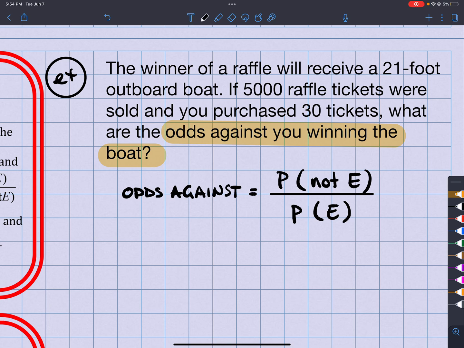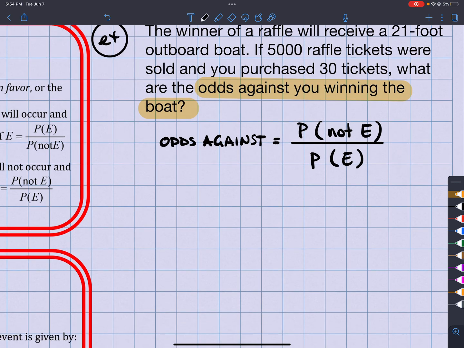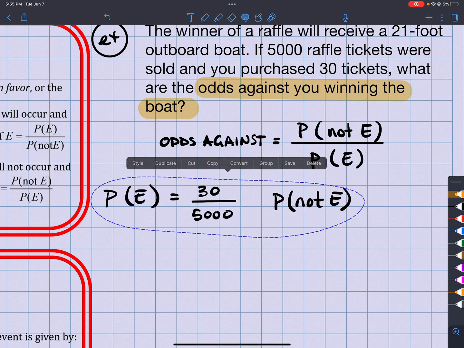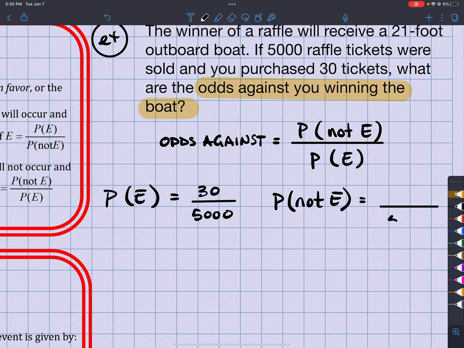So what's the probability of it not happening? Well, 30 tickets are yours, right? So how about if I put it this way? Probability of it happening is going to be 30 out of 5,000 because there's 5,000 tickets. 30 of them are yours, so there's the probability of it happening. The probability of it against you, or against the event happening, would be still the 5,000, but how many other tickets are against you, right? So wouldn't it be 5,000 minus the 30, right? Which would be what? 4,970 would be against you.